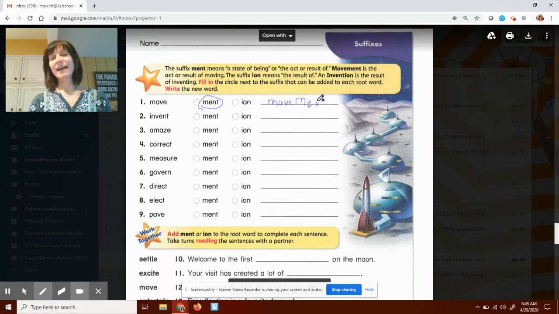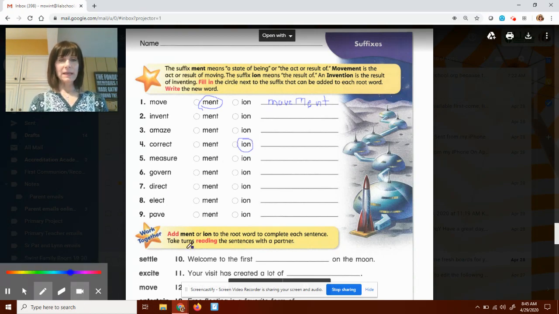Let's take a look now at number 2. And because they already told you the answer up here, I'm going to skip it to number 4. The base word is correct. Could I make it correctment or correction? If you said correction, you are correct. And then I would write correct with the suffix shun right in back of it.